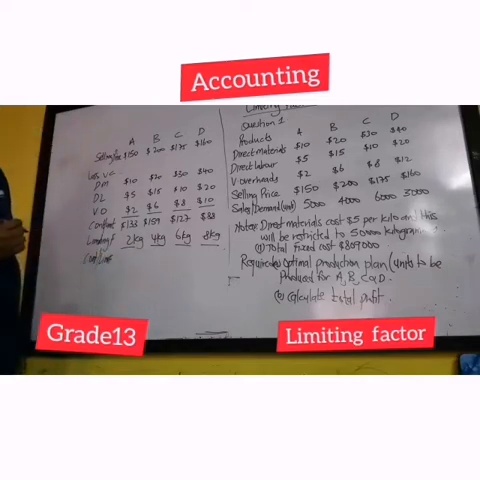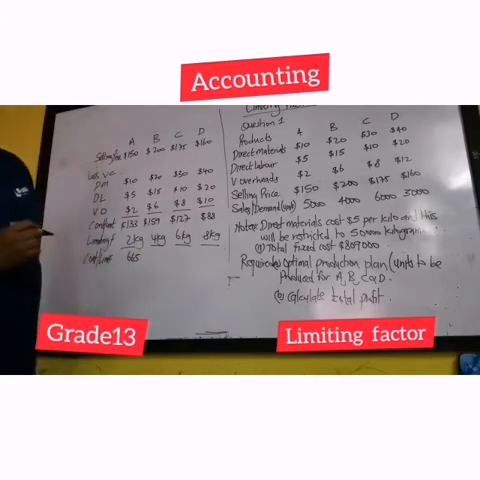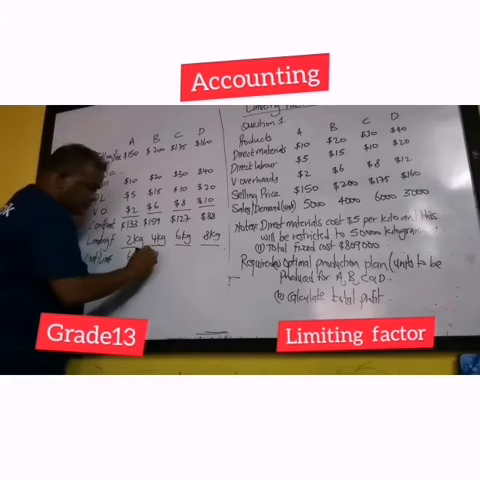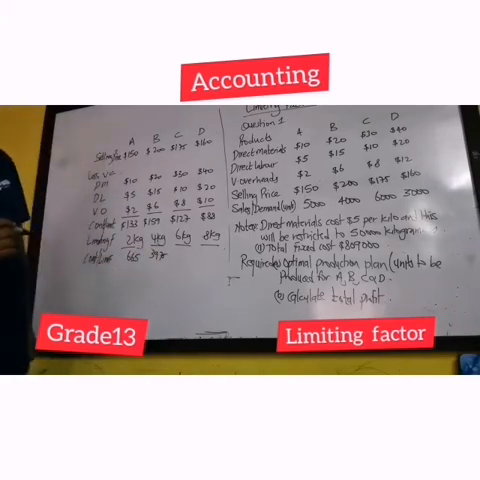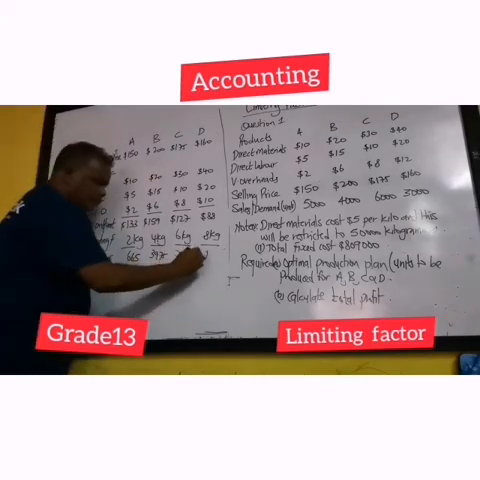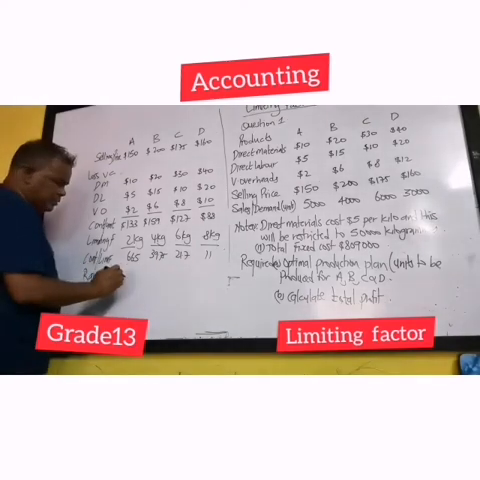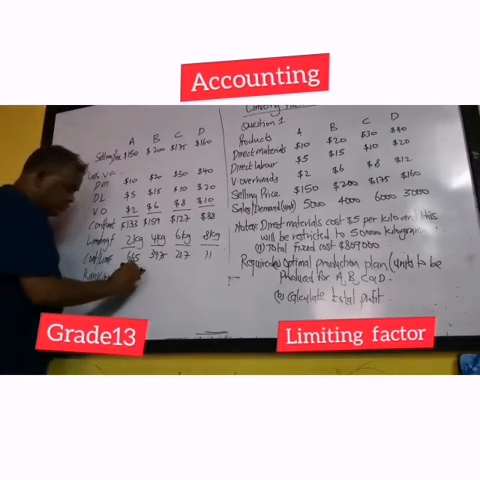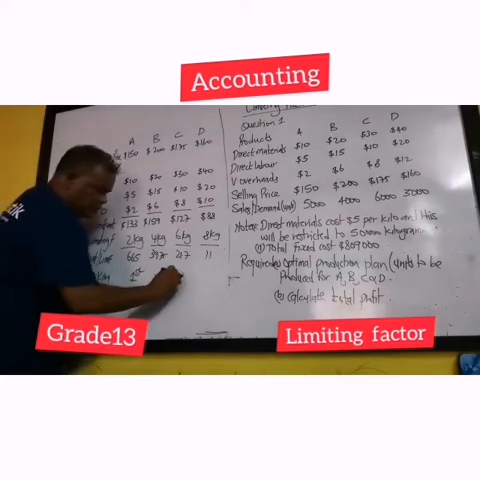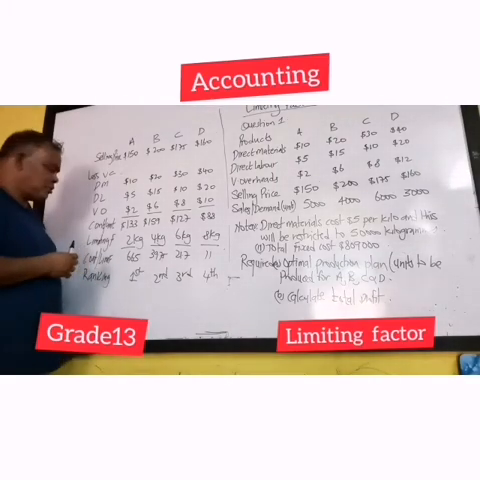Contribution per limiting factor: 66.5, and then we have 39.75, and then we have 21.7, and then we have 11. Then we have to do the ranking of products. Ranking, highest contribution per limiting factor first. This will be first, second, third, and fourth. This is the ranking.